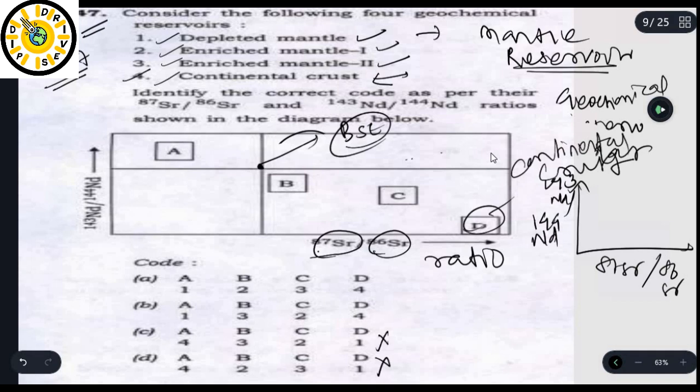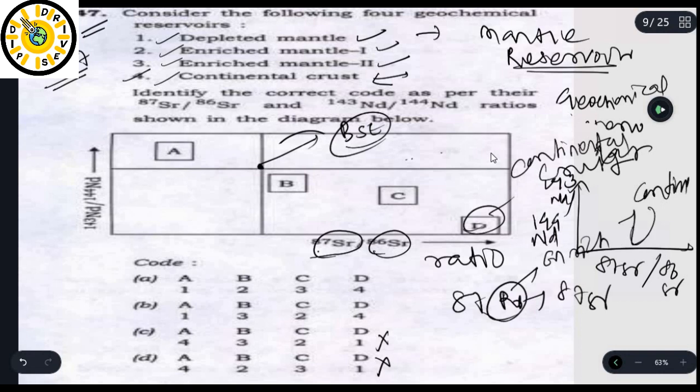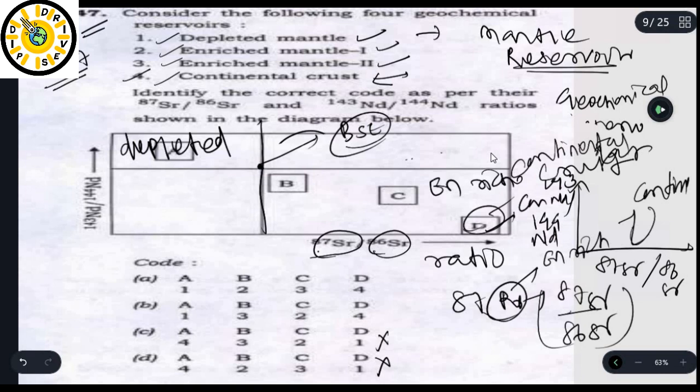Because see, the ratio will be high, as I already stated that 87Rb decays to 87Sr. So Rb will be rich in the enriched part, enriched source, that is in the continental crust. If Rb is enriched, that means the ratio of 87Sr to 86Sr will be high in the continental crust. So D will be the continental crust. So either the answer will be A or B. And this part represents the depleted field, and this represents the enriched field.